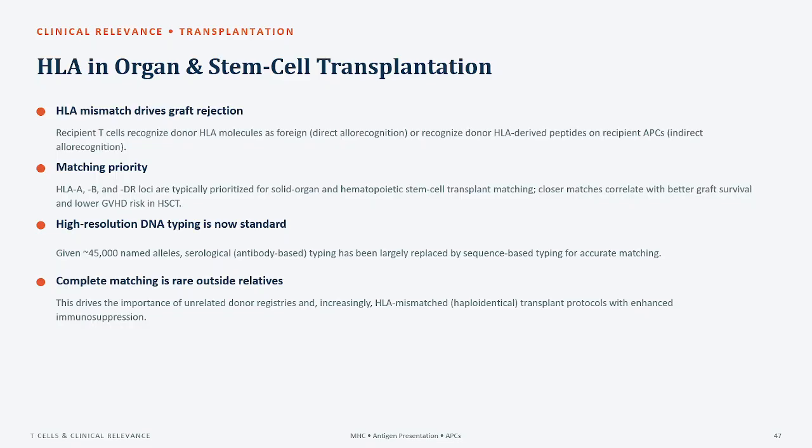Given that around 45,000 named alleles are there, serological antibody-based typing has been largely replaced by sequence-based typing for accurate matching. And complete matching is rare outside relatives, so this drives the importance of unrelated donor registries and HLA mismatched transplant protocols with enhanced immunosuppression.